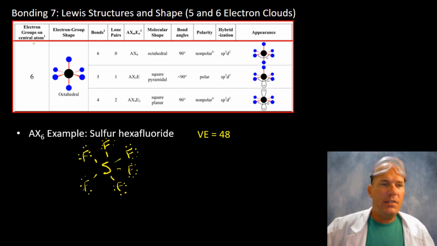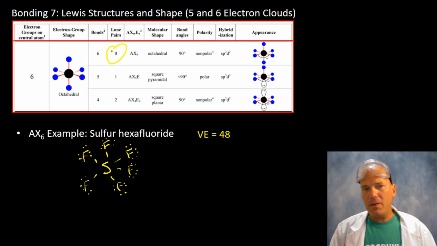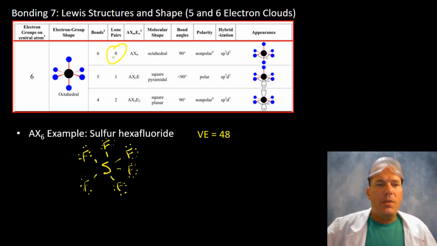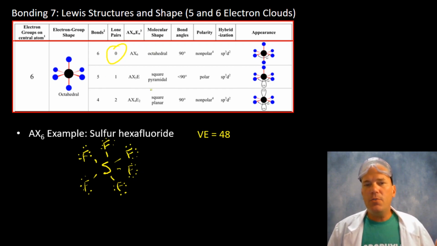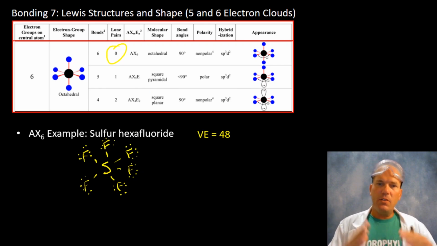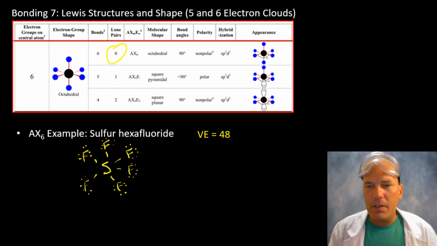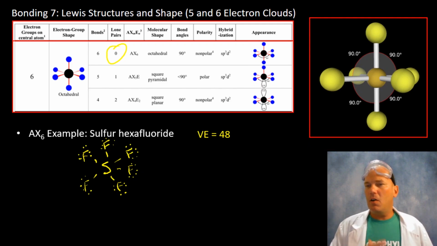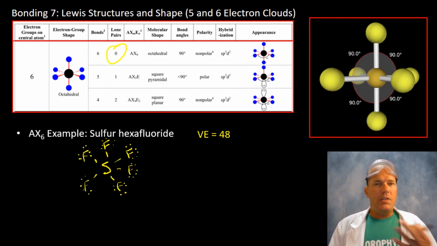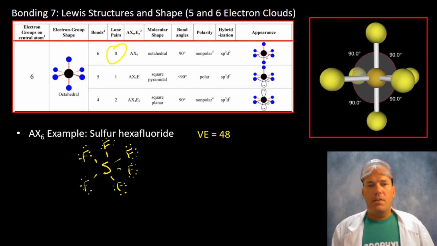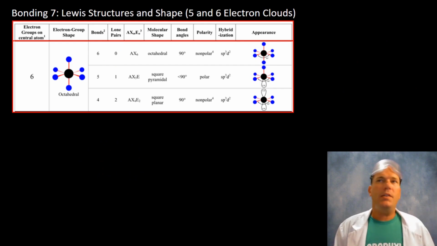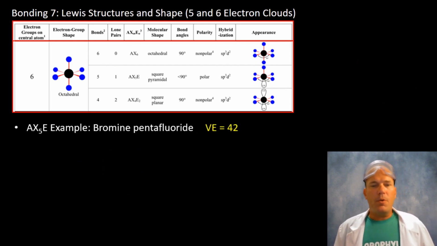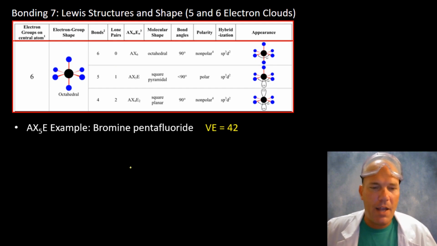Okay, so this is the structure. There are 6 electron groups. There are 0 lone pairs in this example. So this is an octahedral, bond angles of 90 degrees. Let's look at what this would look like all the way around this structure. You will see a 90-degree bond angles throughout. Okay, all right, so let's move on now to our next example, Bromine Pentafluoride.